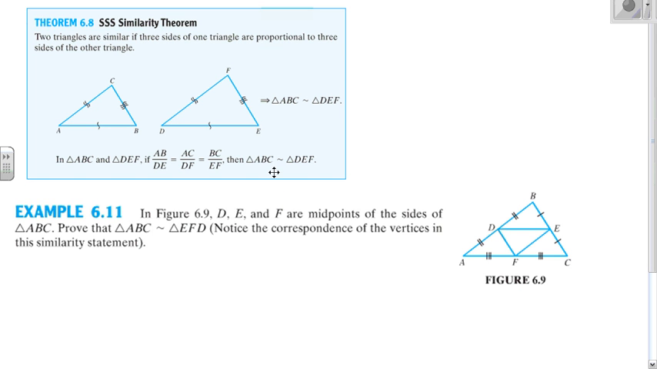Two triangles are also similar if just all three sides are proportional. So in our example, D, E, and F are midpoints, which means it bisects the larger sides, it cuts them in half. Prove that triangle ABC is similar to triangle EDF or EFD.